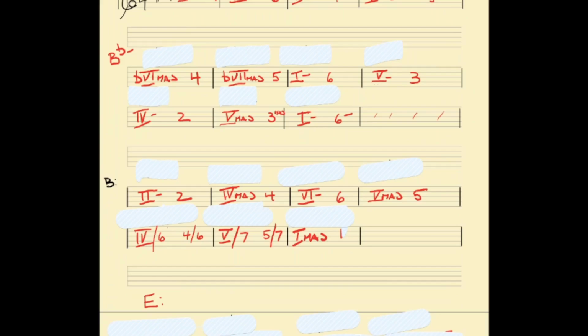So here we go. B flat minor. The flat 6 is G flat major. The flat 7 is A flat major. The 1 minor is B flat minor. The 5 minor is F minor. 4 minor, E flat minor. 5 major is F major. And the 1 minor is B flat minor.